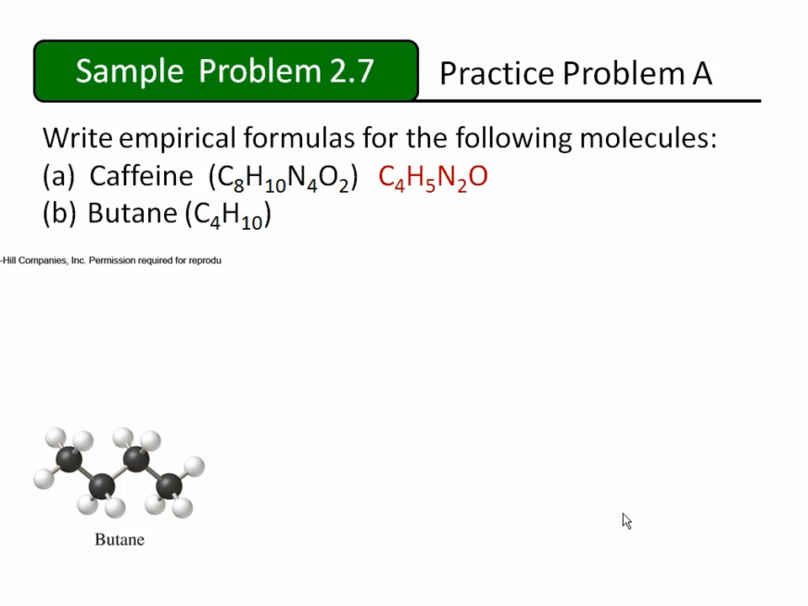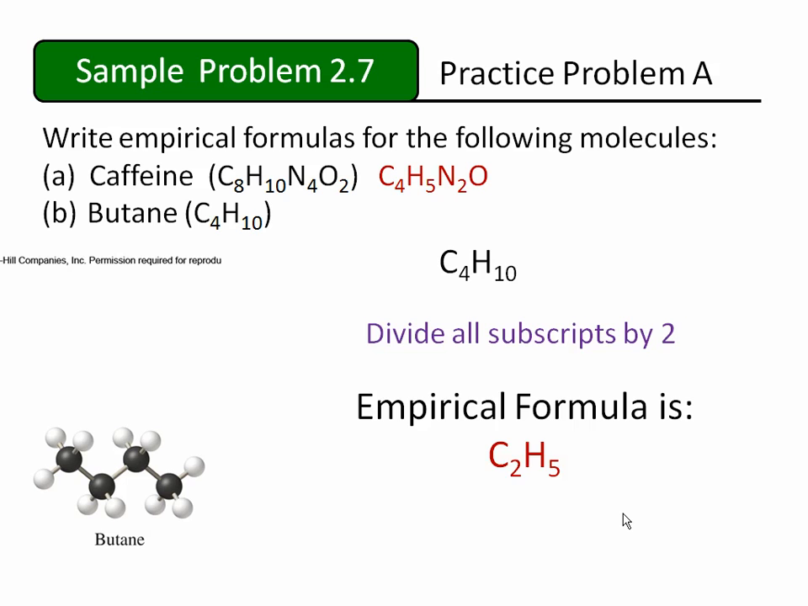Letter B is butane, C4H10. In this formula, we also see that the subscripts are even values. We will divide all of the values again by 2 and arrive at an empirical formula of C2H5 for butane. Let's just check this. We have a subscript of 2 and 5. Those 2 values cannot be reduced by a common multiple.